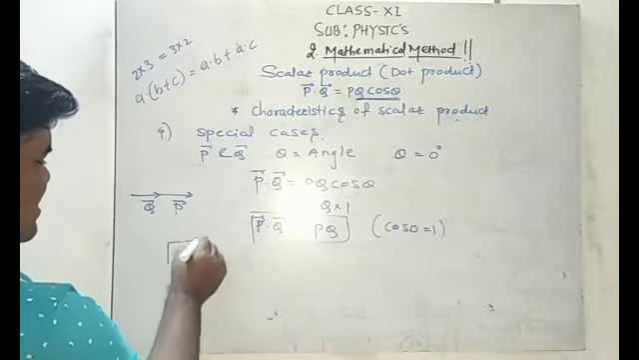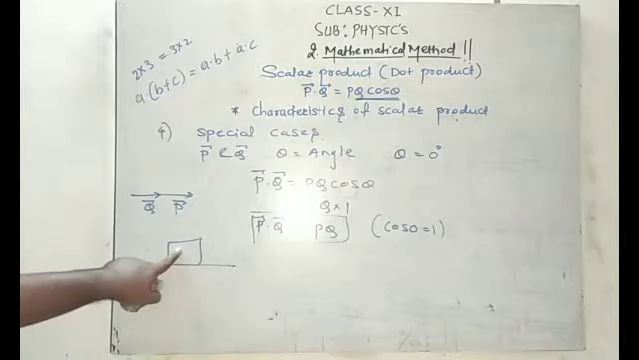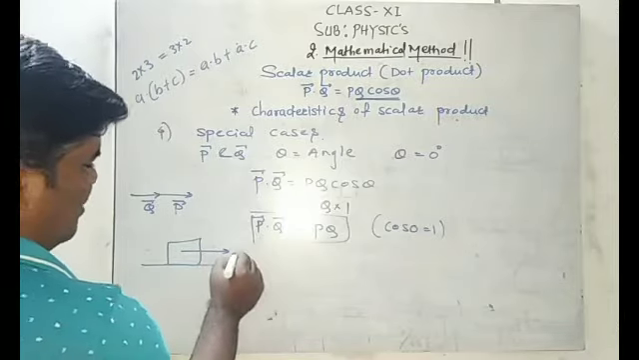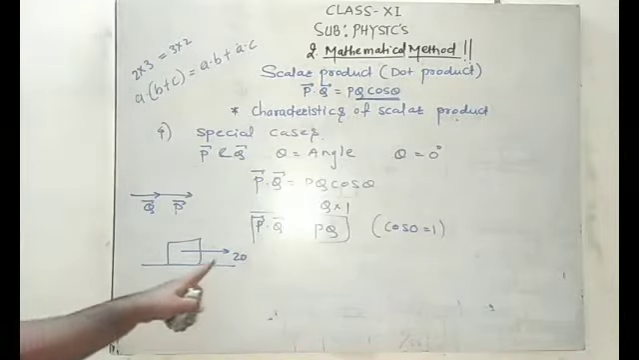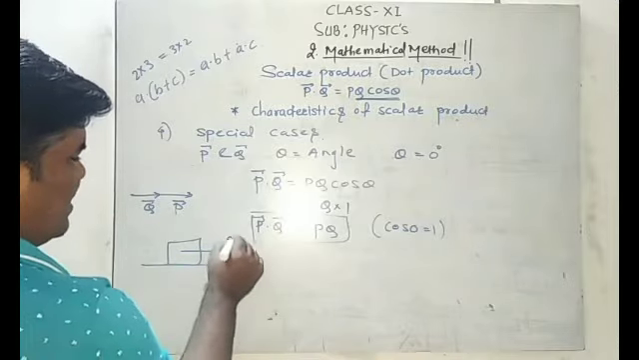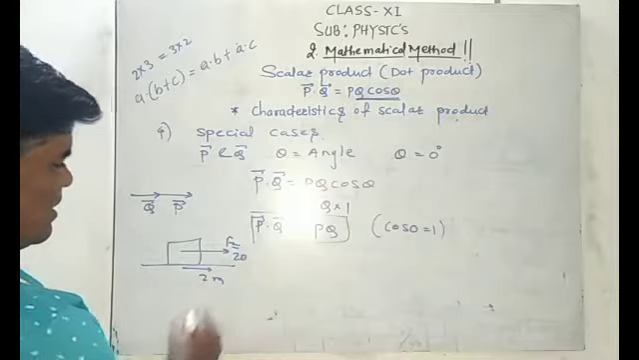So we can look at some examples of this. Suppose there is a wooden block, and we apply a force of 20 Newton, and the displacement of this block is 2 meters, right?